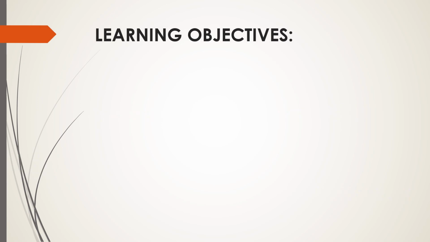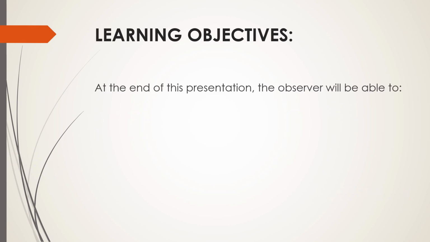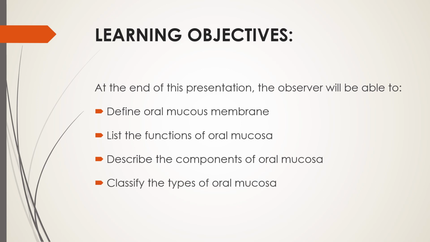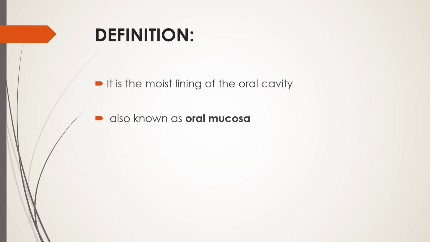The objectives we are going to cover in today's lecture include the definition of oral mucous membrane, the functions of oral mucosa, the components of oral mucous membrane, and also the types according to the site. The definition of oral mucous membrane is that it is the moist lining that covers the oral cavity and its structures. It is also known as oral mucosa.